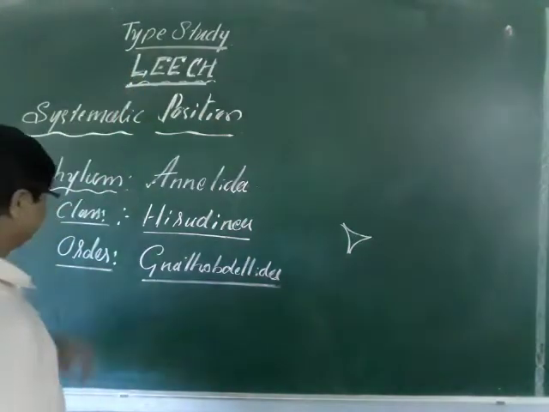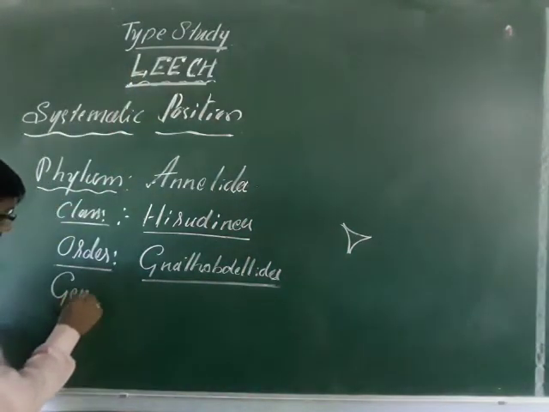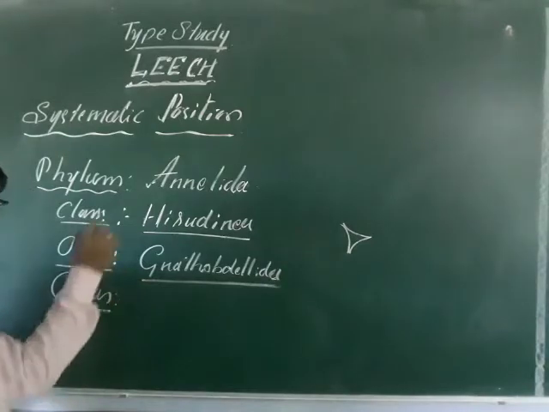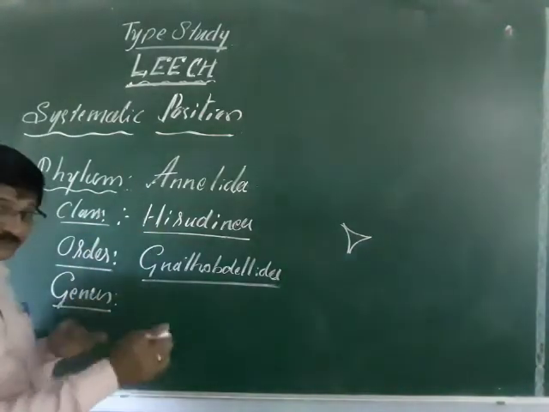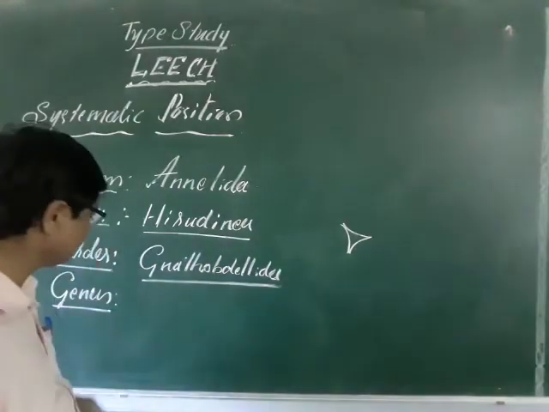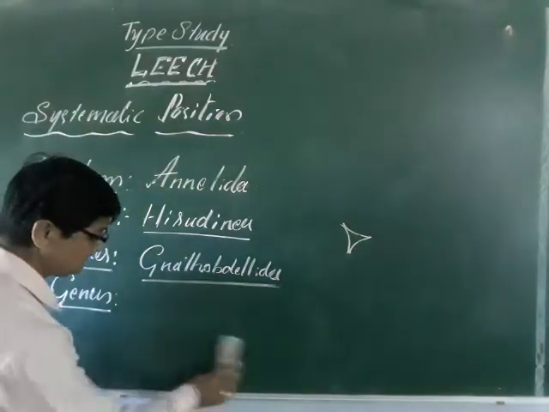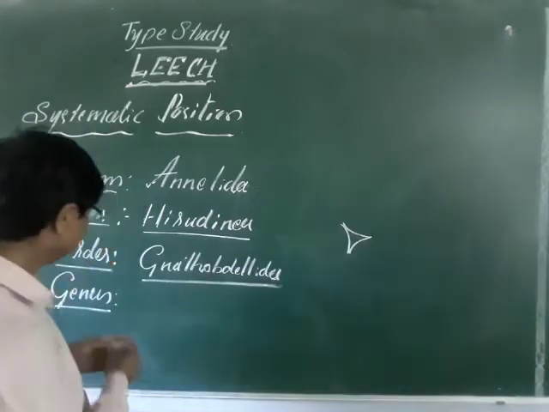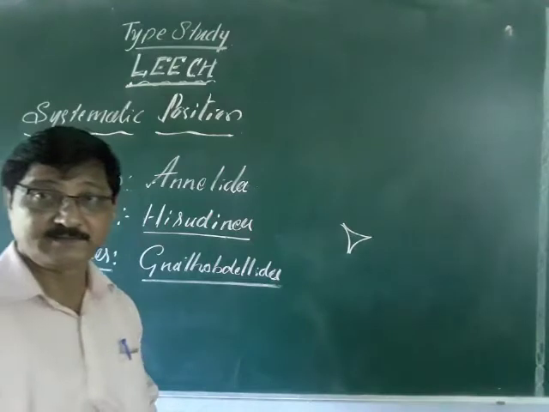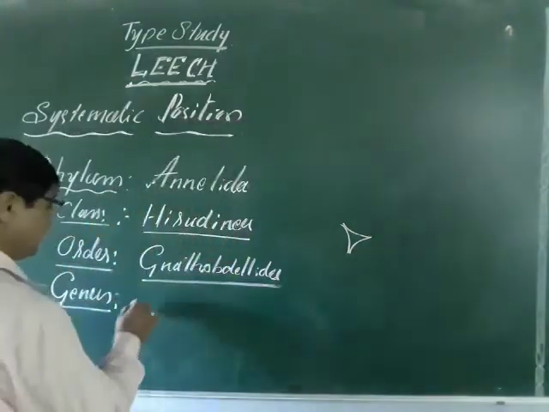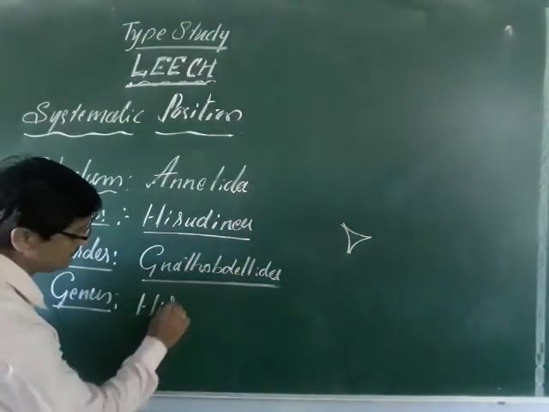The leech. Genus, you know very well, is the taxonomic rank, which is able to be made out depending upon different characters. Last time I had given that. The genus here is called Hirudinea.